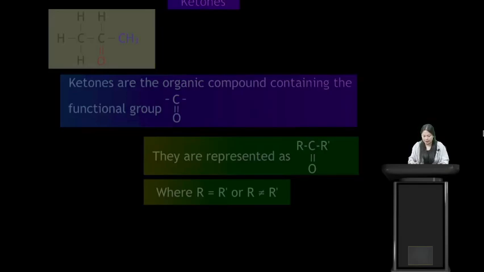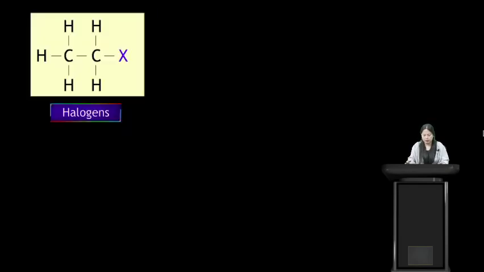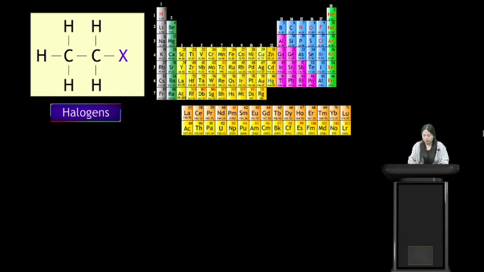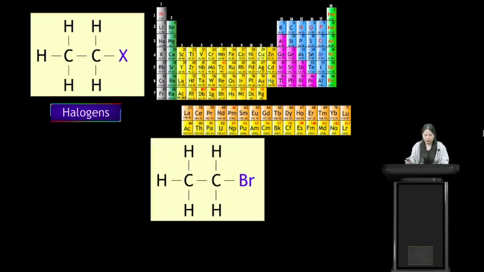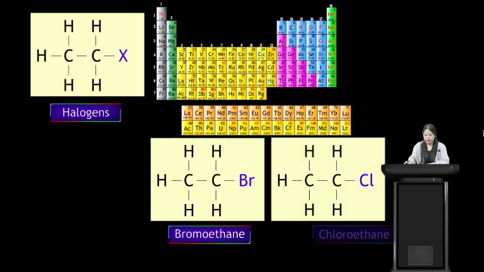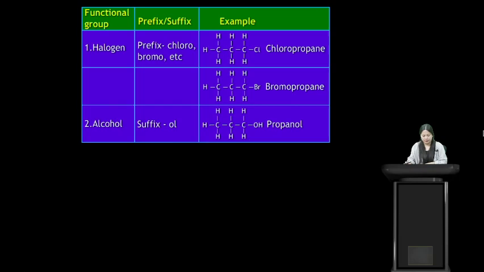The next we have is halogens. What are halogens? If you can remember, group 17 in the periodic table is the halogen group. If we replace one of the hydrogen atoms with a halogen like bromine, we get bromoethane. And if we replace it with chlorine, we get chloroethane. So, functional group, prefix, suffix, and examples.